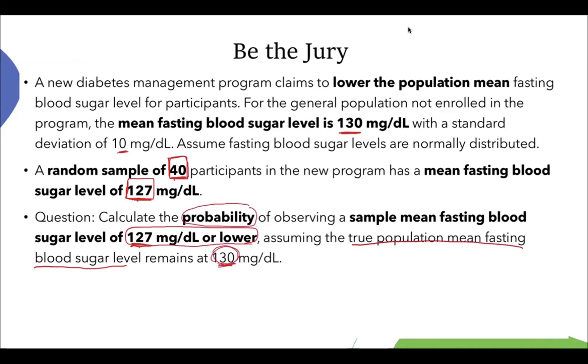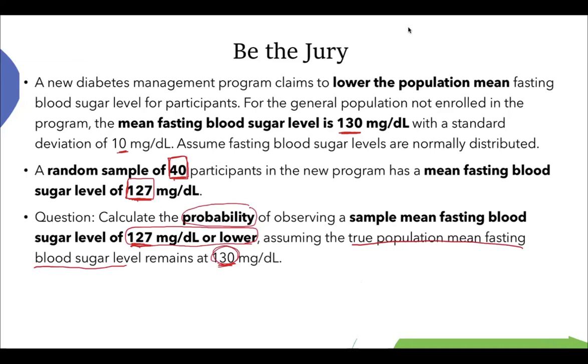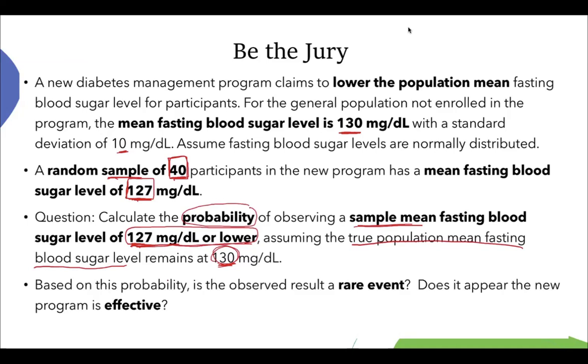So how do we calculate a probability? We need to recognize that we're dealing with a sample, and we're looking for the probability that the sample mean is 127 or lower, and therefore the probability will be calculated using a sampling distribution. So we're going to find the probability, and then we're going to decide if we have a rare event. Does it appear the new program is effective?